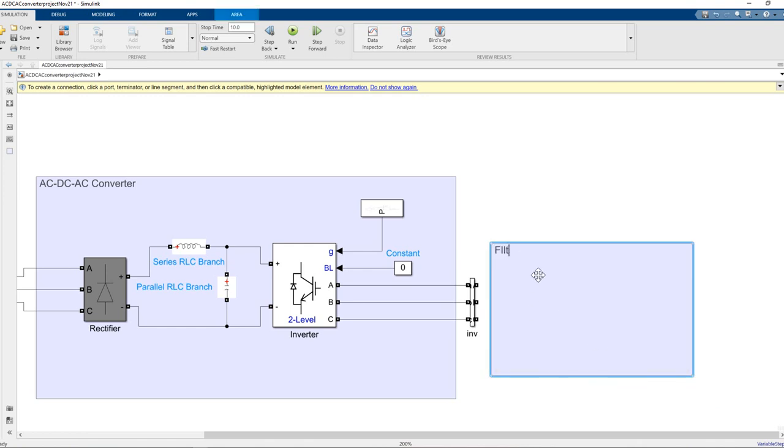Then finally we have the filter here, before connecting to the load.